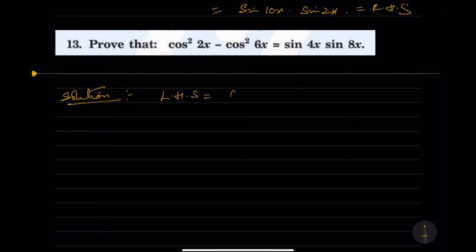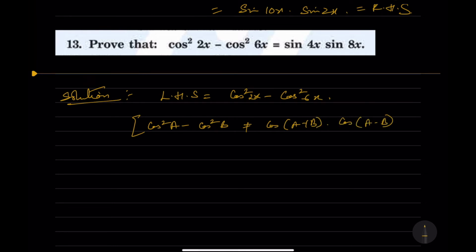So cos square 2x minus cos square 6x, we'll take the LHS first. Now cos square 2x minus cos square 6x can be written in the form of cos square a minus cos square b, but we don't have a direct formula like we can write for sin square a minus sin square b. For this it's not equal to cos(a plus b) minus cos(a minus b).